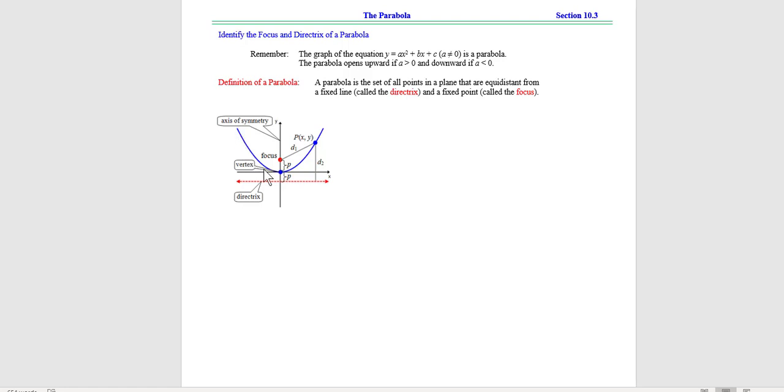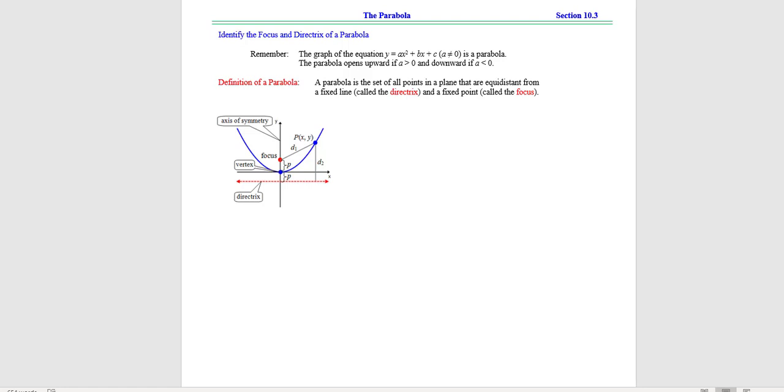Now the definition of this curve in blue is that for every point on that curve, its distance back to the focus is equal to its perpendicular distance to this red line, the directrix. So D1 labeled here is equal to D2. Usually we call the distance from the vertex to the focus, which is equal to the distance between the vertex and the directrix, P. And if we do that, what do we have here?